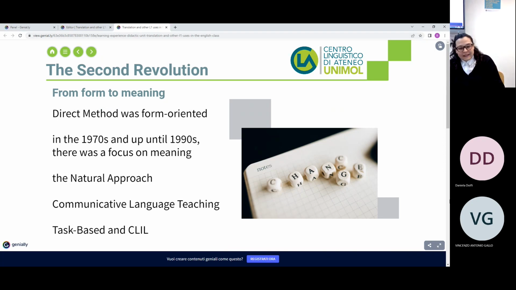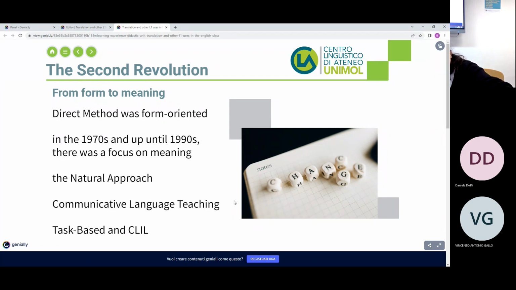So this is a second revolution. I don't want to spend a lot of time on this. What we can say is, from the Berlitz schools and the direct method, which had, by the way, a grammar-centered way of teaching English, there was a shift from form to meaning in the second revolution in the 1970s, negli anni 70. So there was a focus on meaning and different approaches came.